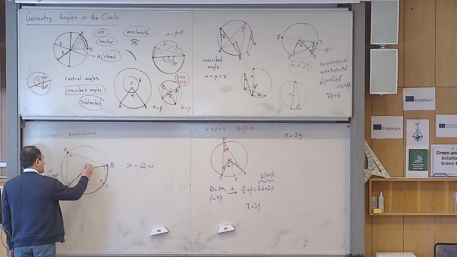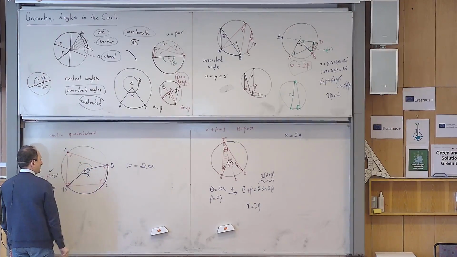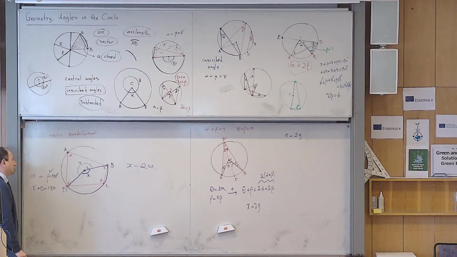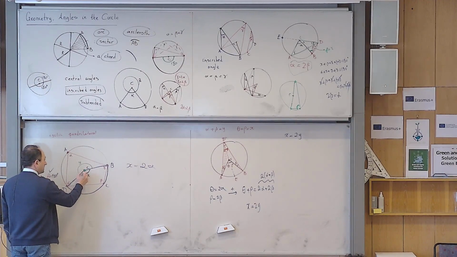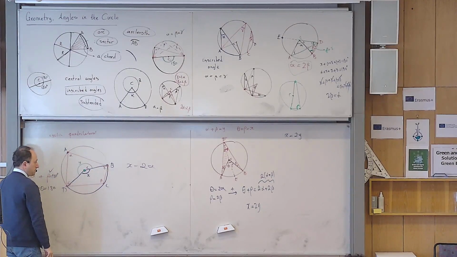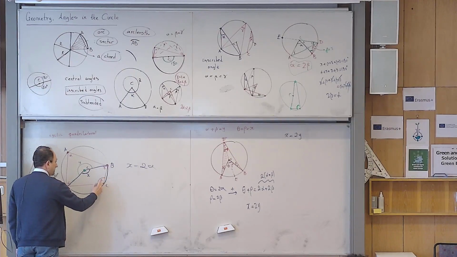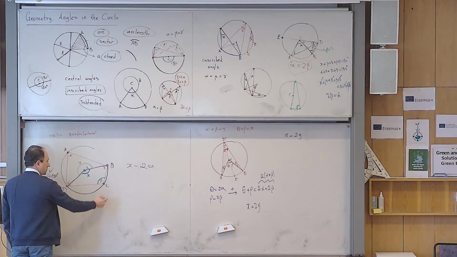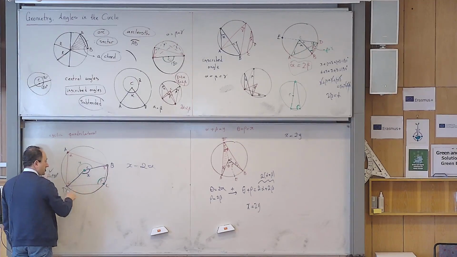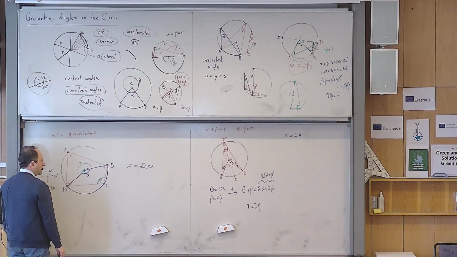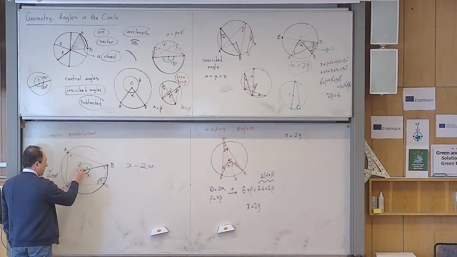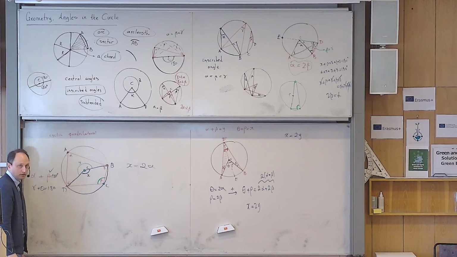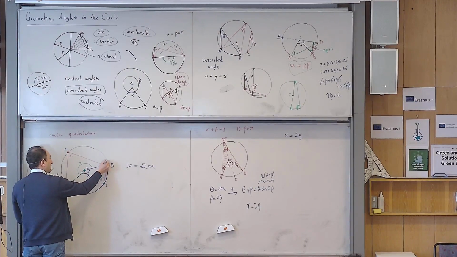If I call this Y, what type of angle is Y? Central, because the vertex is the center and the legs are radii. What type of angle is beta? Inscribed, because the vertex is on the circle and the legs are chords. But can I say beta and Y both subtend the same arc? Yes. Which arc? This green arc.